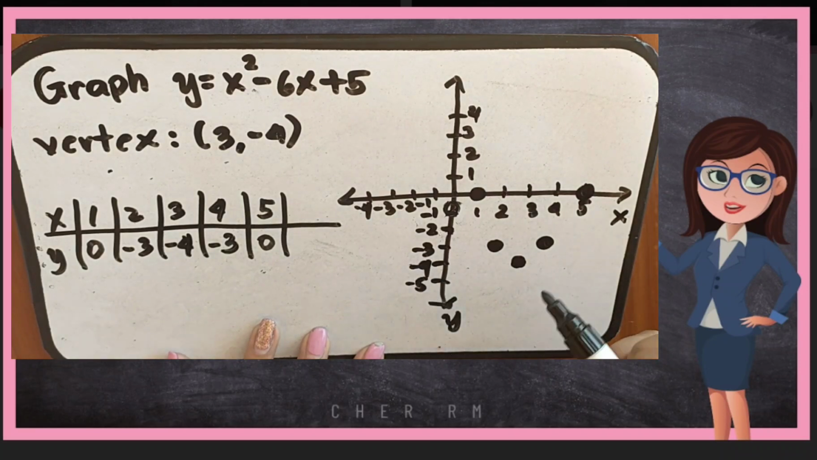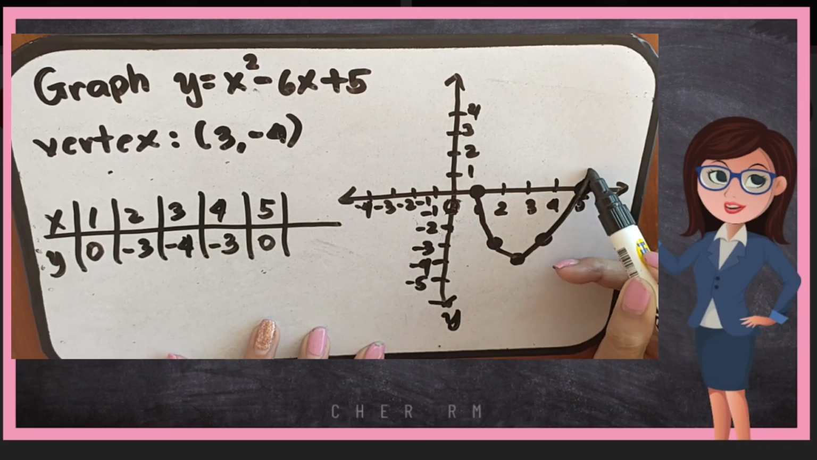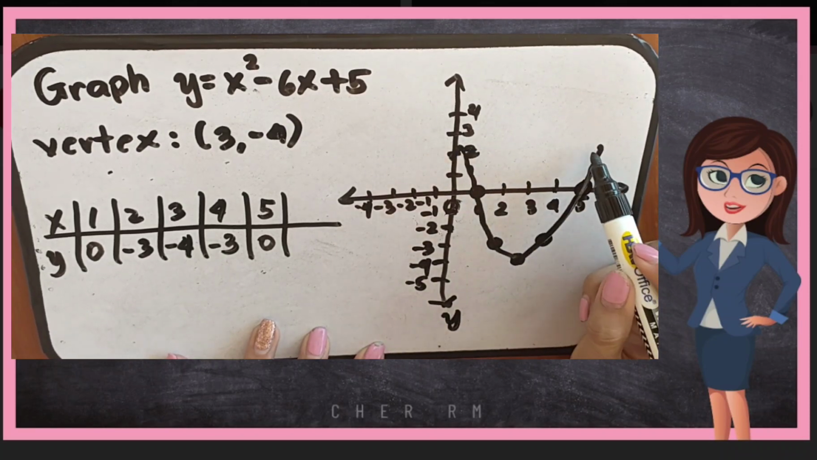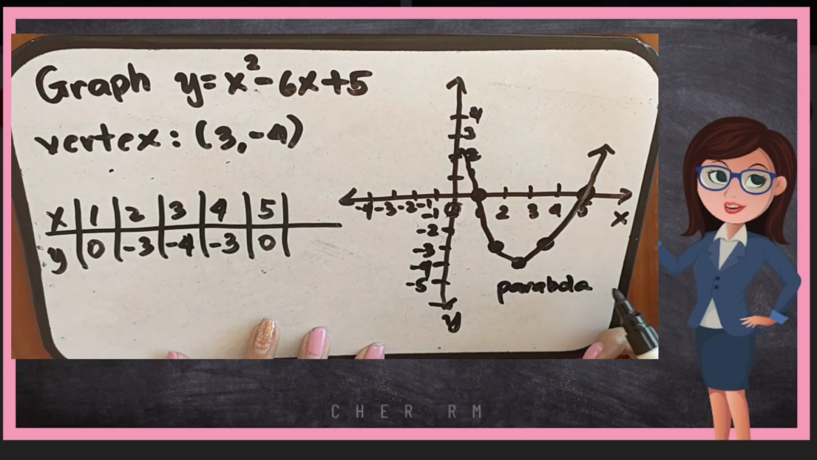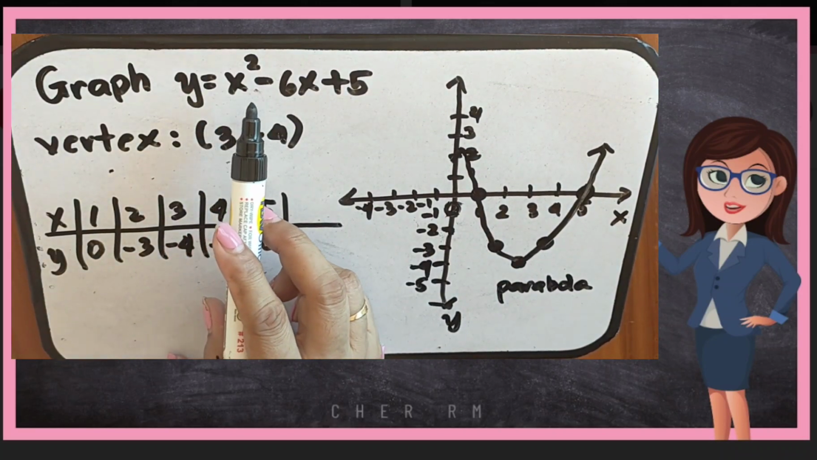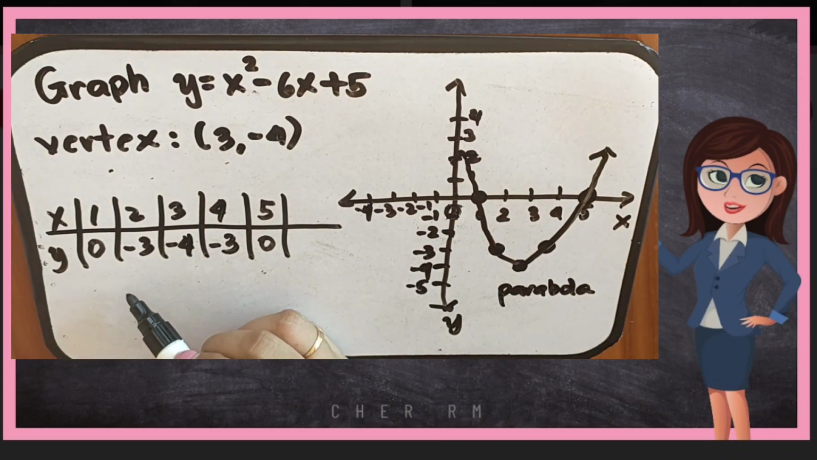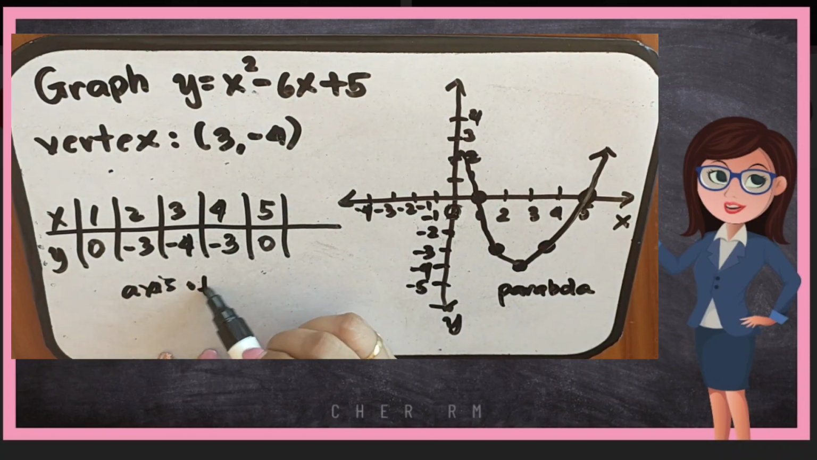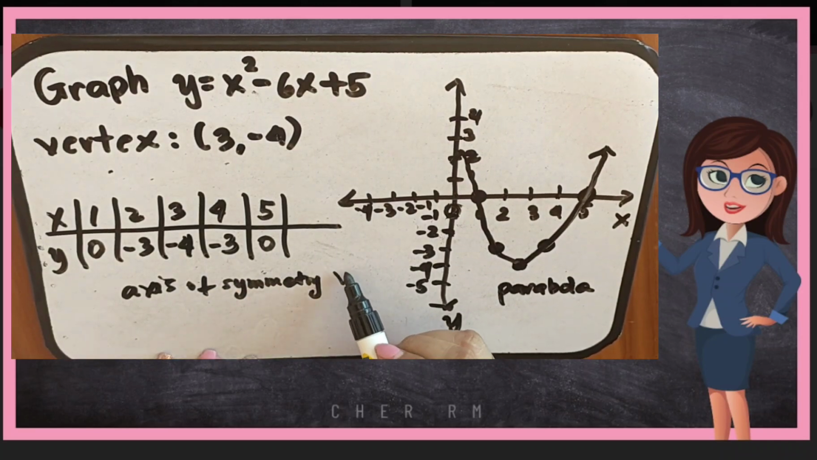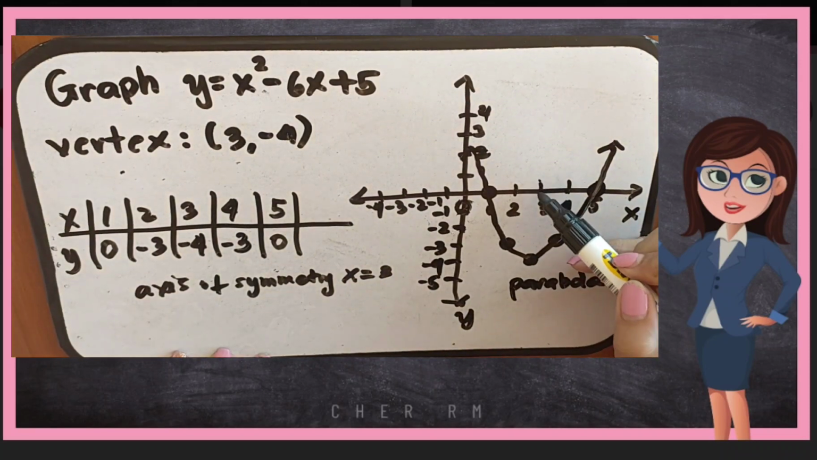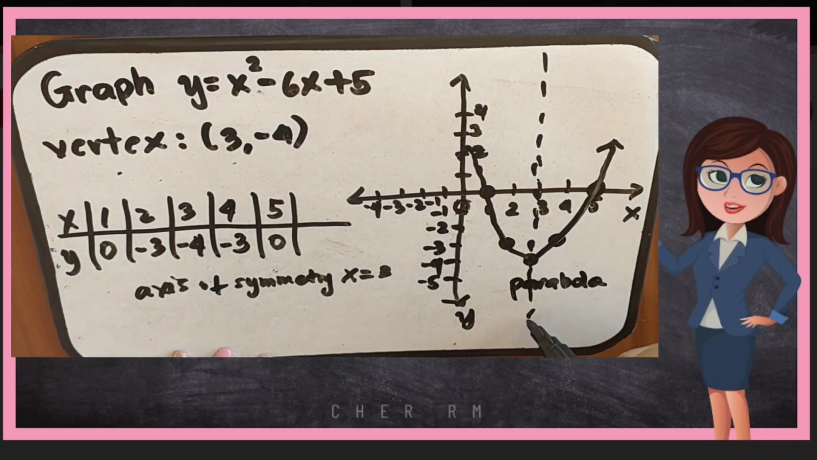Then let us connect the points with a line. So this is what we call the parabola. This is now the graph of our quadratic function y equals x squared minus 6x plus 5. And then the axis of symmetry is x equal to 3. So we have here, this is the axis of symmetry.